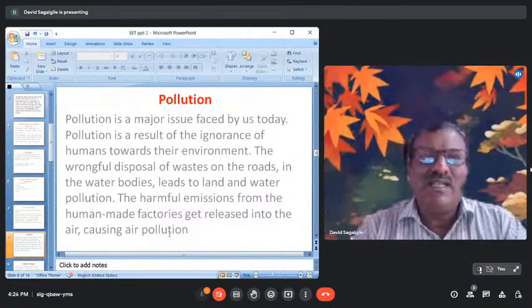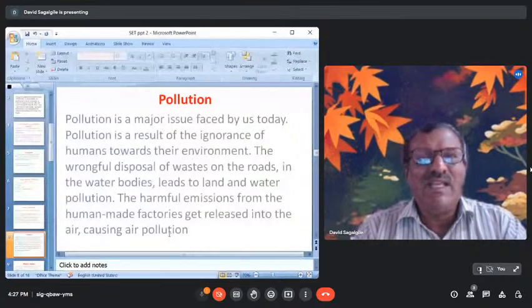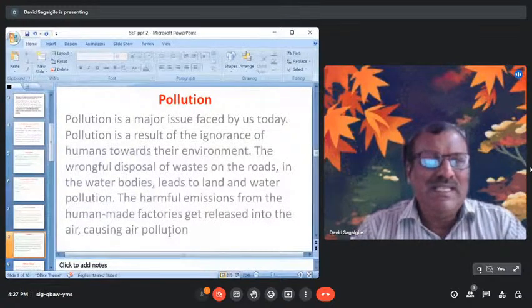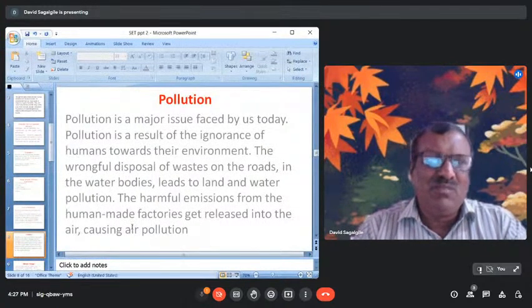Sewage canals, sewage that is let out into the rivers and lakes, as well as the industrial waste that is left into the seas or into the rivers and into the lakes. So this is also causing a lot of pollution to the water bodies.